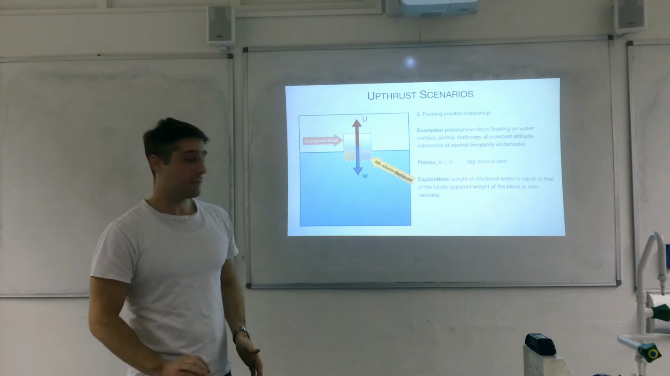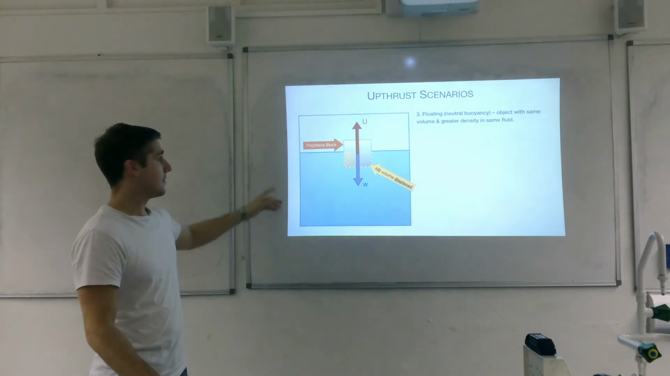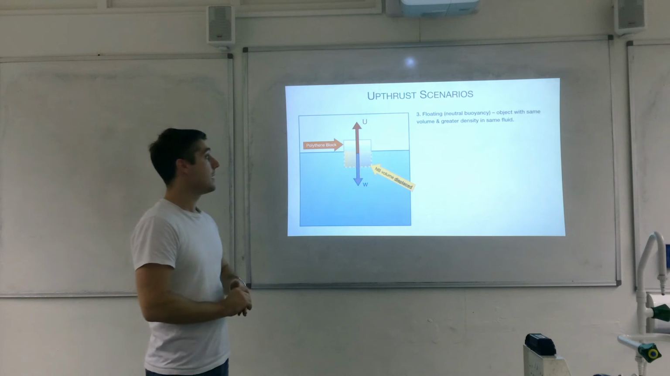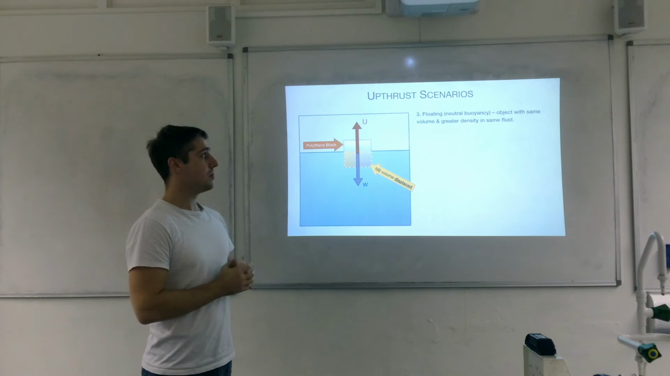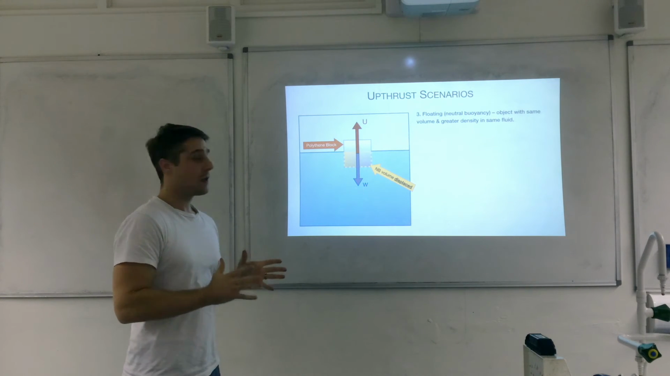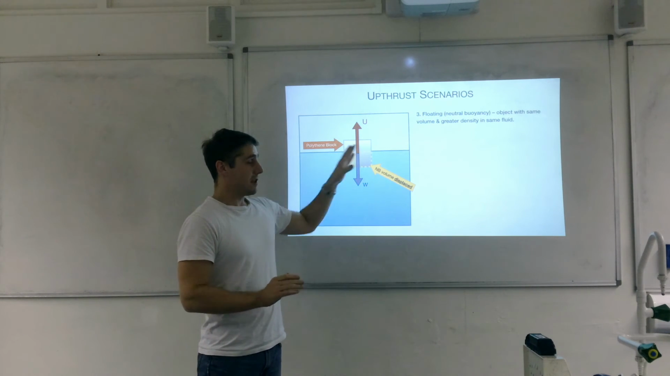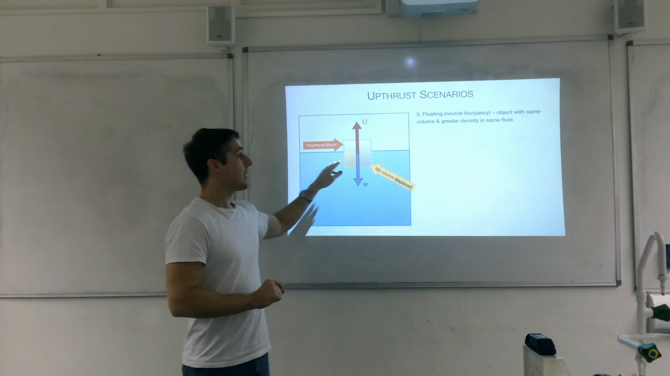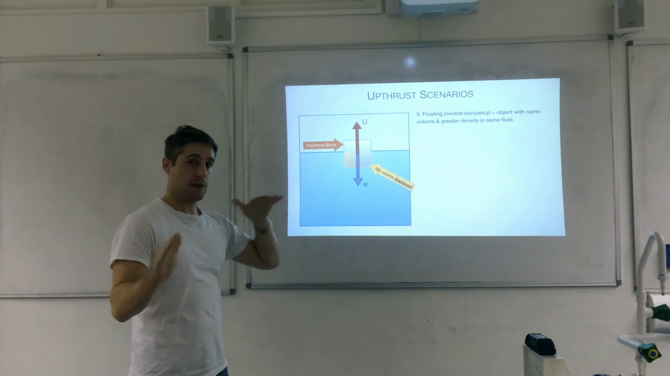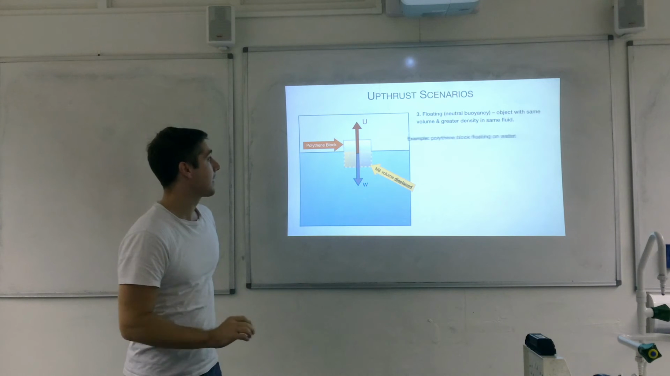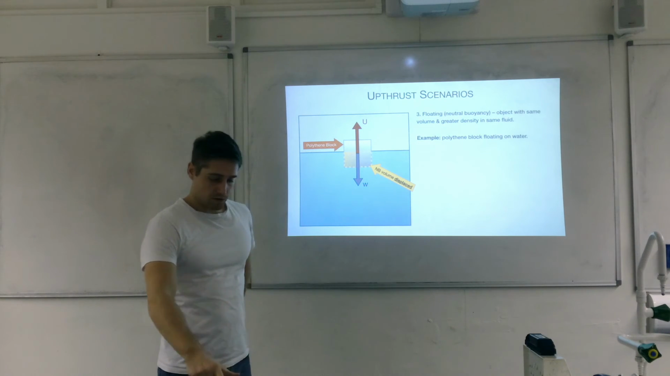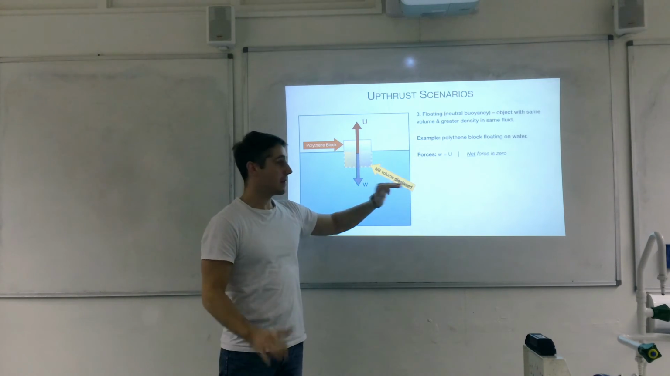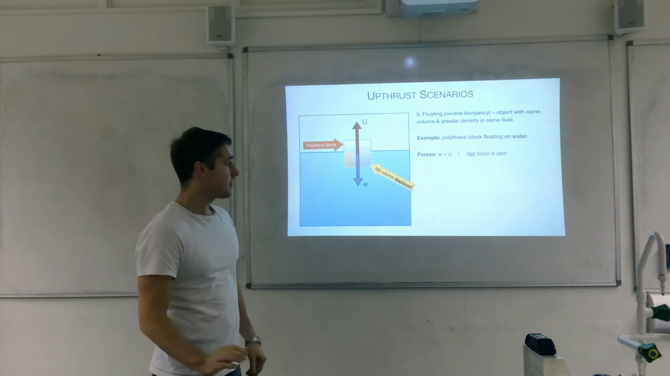Slight variation on that. If I switch my polystyrene block for a polythene block, slightly heavier, then I can have neutral buoyancy again. So this object has got the same volume, but it has greater density, and it's in the same fluid. Okay, so the fact it's in the same fluid is important here. My polythene block floating in water. The weight of the block is still equal to the upthrust, giving me a net force of 0.